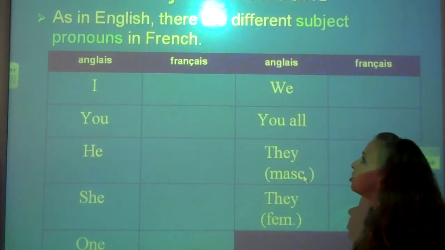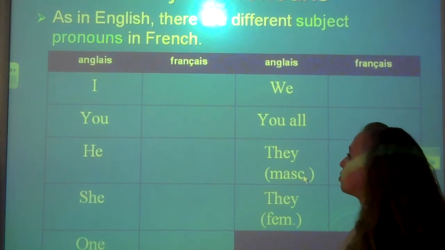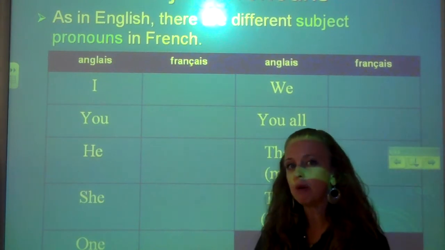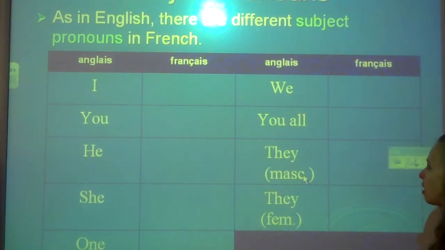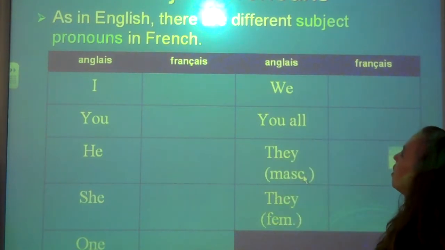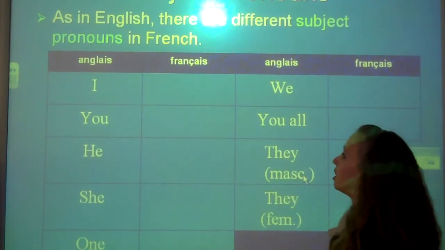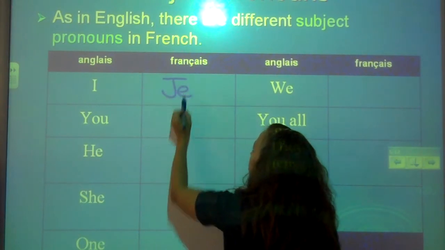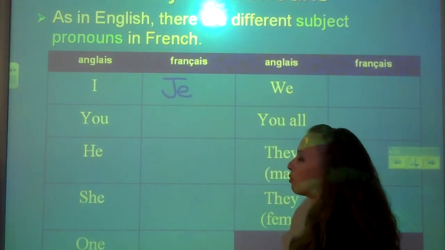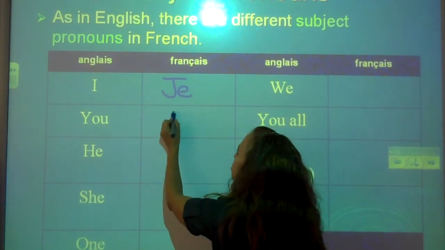Now, in French, we have, just like in English, several different subject pronouns. So when we don't want to use somebody's name, but we want to use a pronoun instead, we'll use our subject pronouns. So let's write down what the French words for these are. In English, if we want to say I, in French we'll say je. For you, when we're talking to one person, so this is the informal way, we'll use tu.